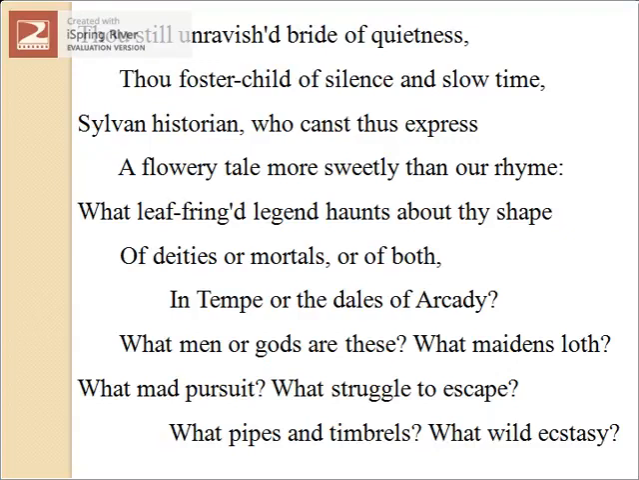So he's perceiving different images, different pictures, and he asks whose picture is this? Is it of deities or of mortals or of both? Whose picture is this? Gods or goddesses or mortal beings? So he's just looking at that. That means both kinds of pictures are there. As you know, this urn is depicting pictures from the human world, and in the human world there are temples also and mortal beings also. So both pictures are there in Tempe or the dales of Arcady, and then he is moving ahead.